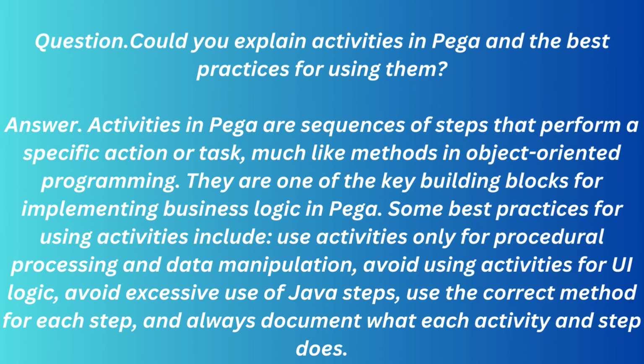Question. Could you explain activities in Pega and the best practices for using them? Answer. Activities in Pega are sequences of steps that perform a specific action or task, much like methods in object-oriented programming. They are one of the key building blocks for implementing business logic in Pega.